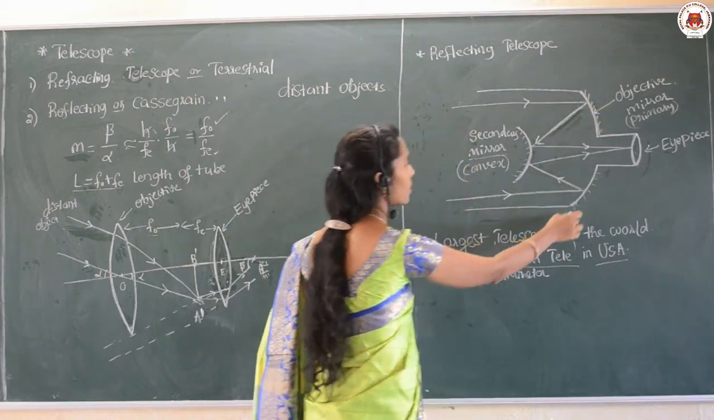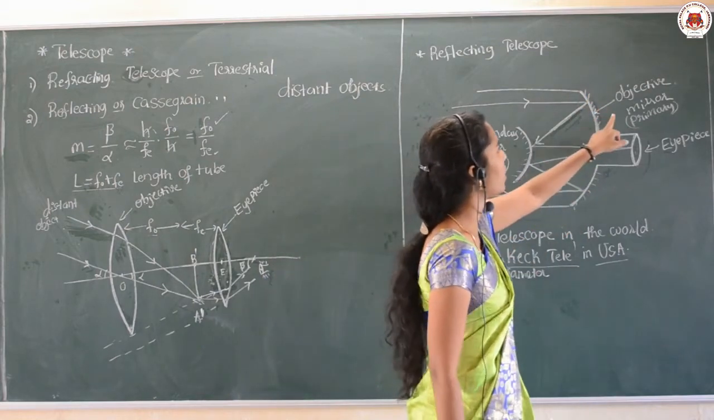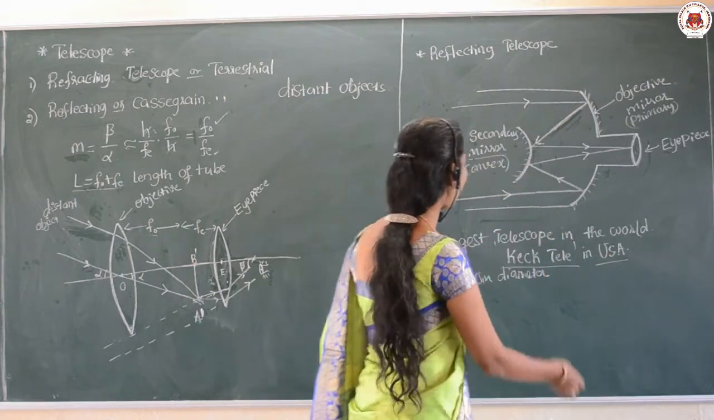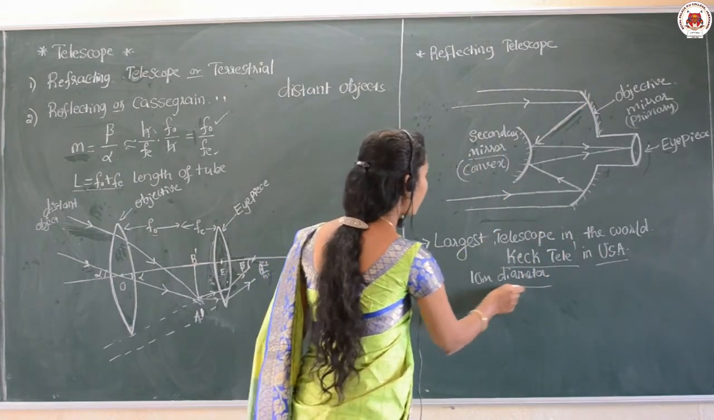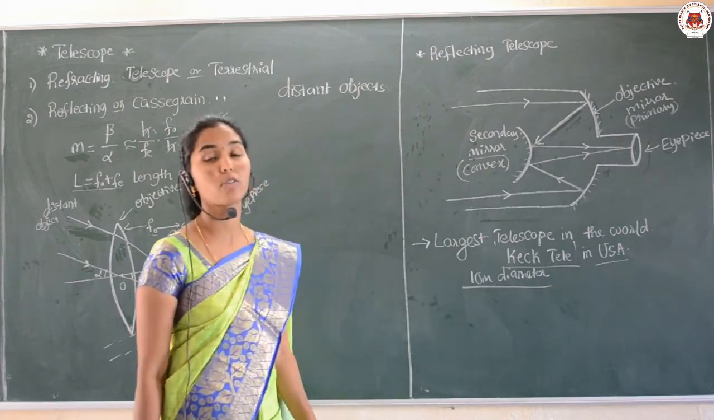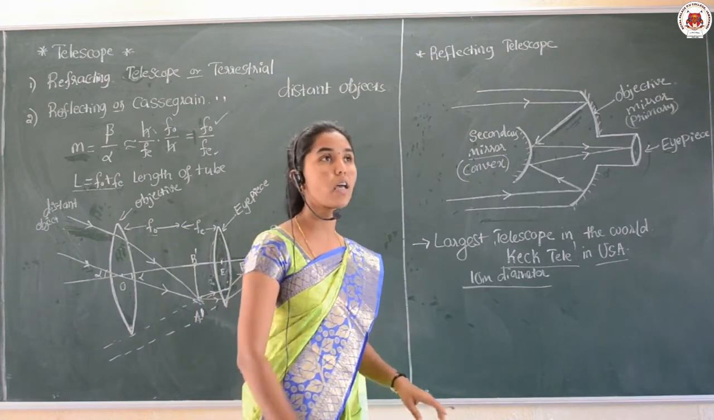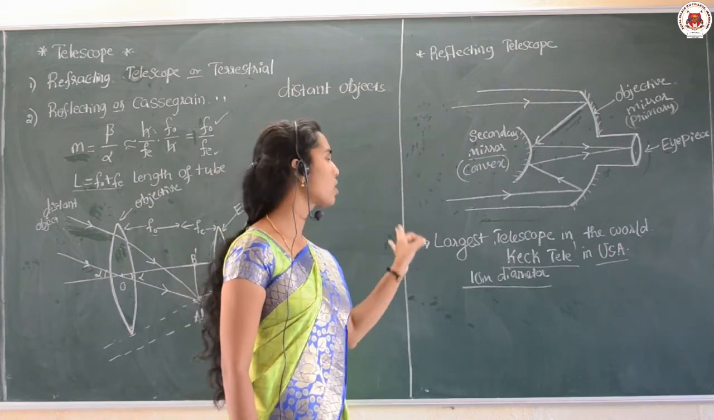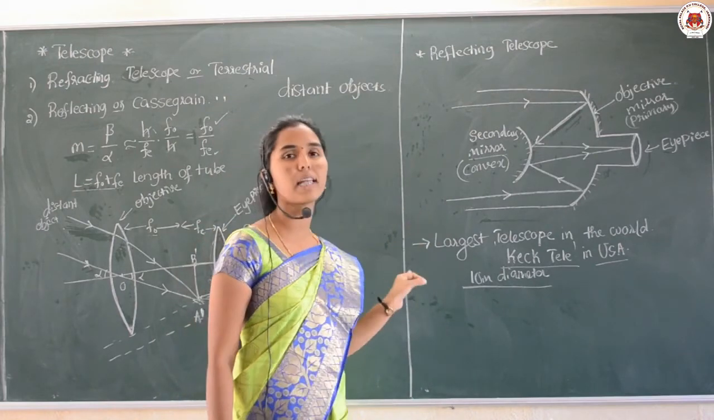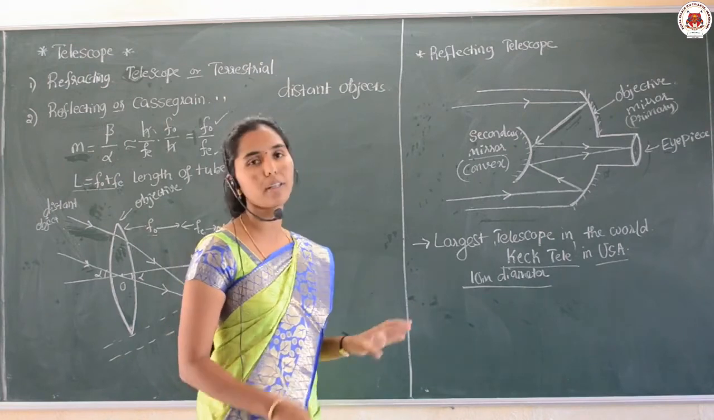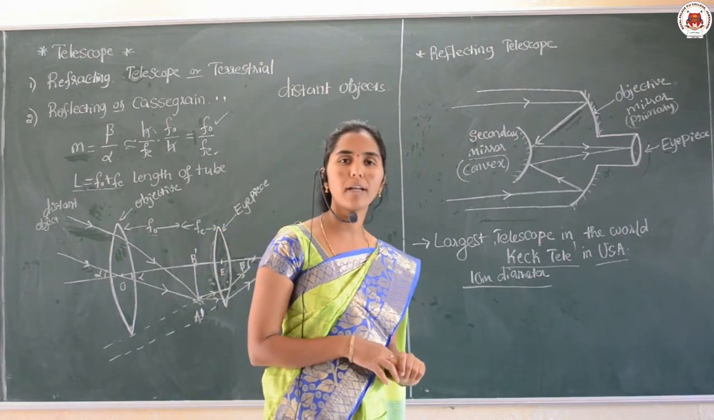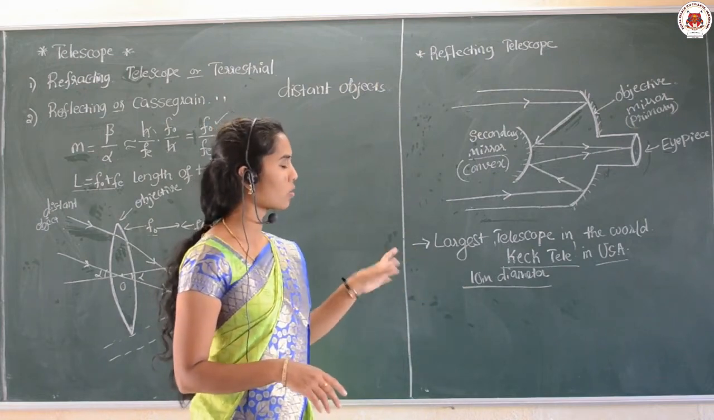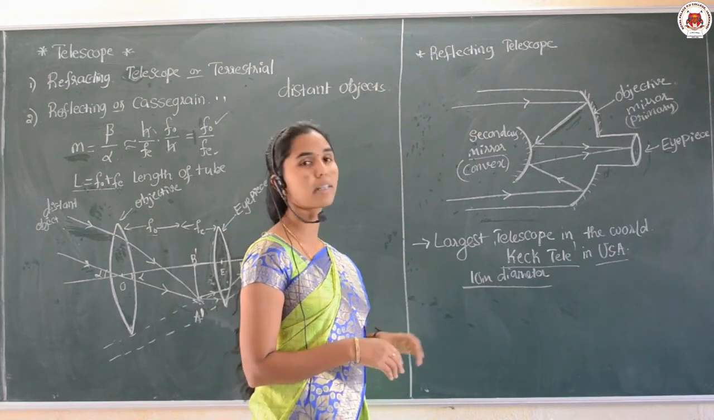See, if I consider this objective mirror, now acting as a reflector here, the largest reflector has a 10 meter diameter. See how large it is. It has a 10 meter diameter, that is the largest. So the Keck telescope is the largest telescope in the world. I hope, dear student, this completes the discussion of the reflecting telescope.